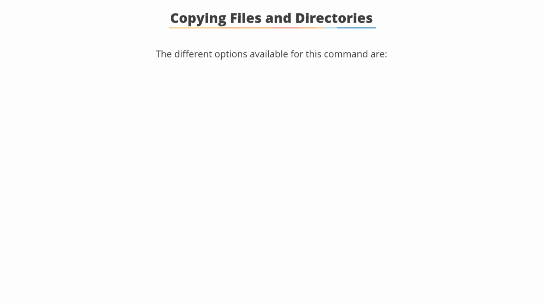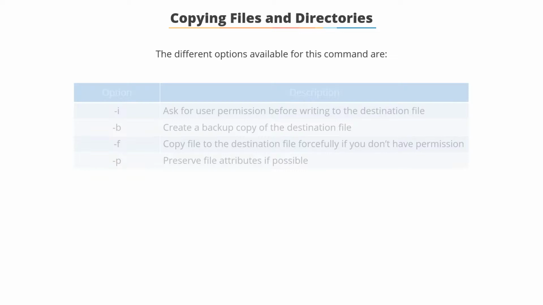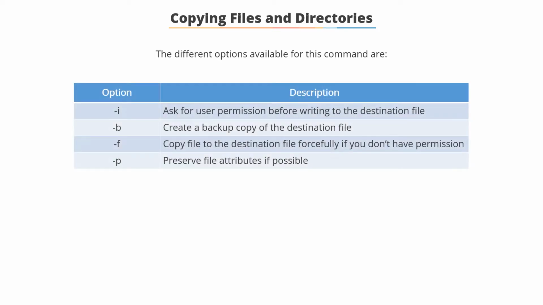The different options available for the cp command are -i, -b, -f, and -p. -i stands for interactive and asks for user permission before writing to the destination file. -b is used to create a backup copy of the destination file. -f is used to copy the file to the destination file forcefully if you don't have permission. And -p is used to copy the file to the destination file by preserving the timestamp of the file.